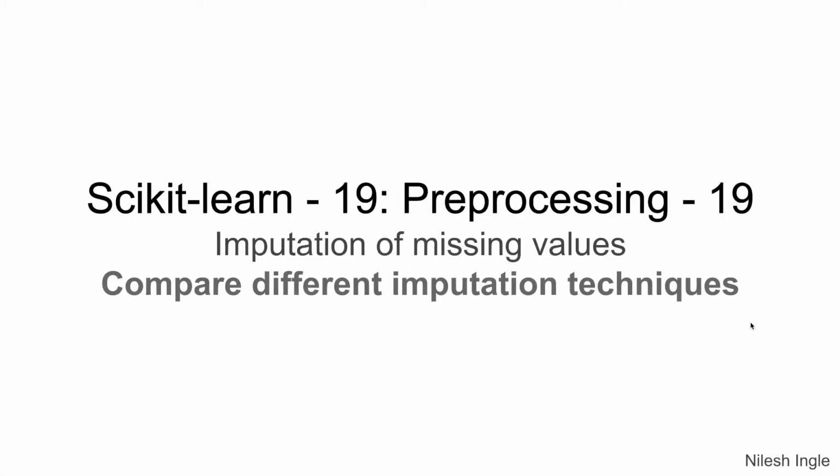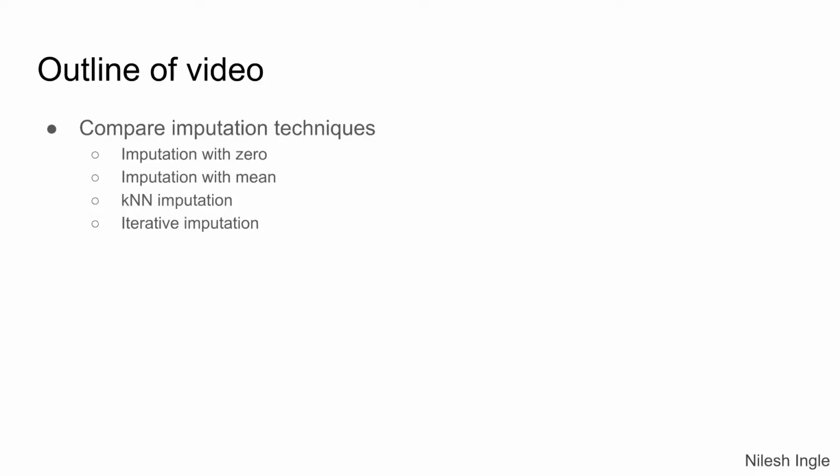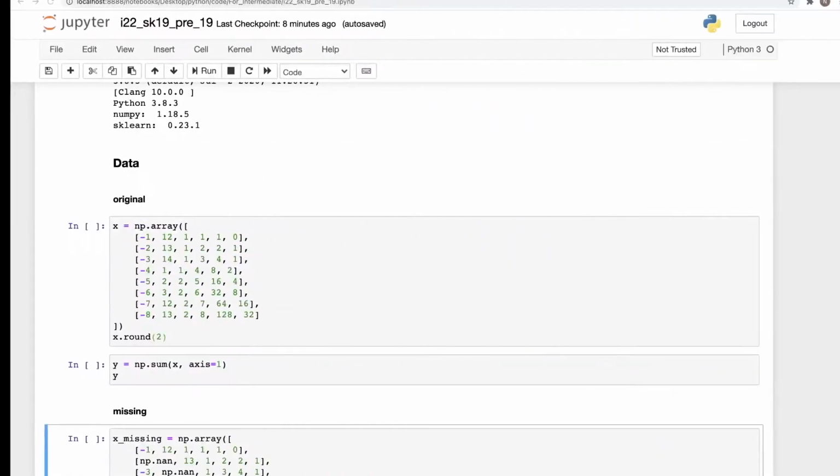I'm Nilesh, and in this video, we'll continue to learn about pre-processing in Scikit-learn and focus on imputation of missing values. As seen in the previous two videos, we looked at different methods which we can use for imputation. In this video, we'll do a comparison of different imputation techniques, such as shown here with zero, mean, KNN, and iterative imputation. So let's get into Jupyter Notebook and start coding.